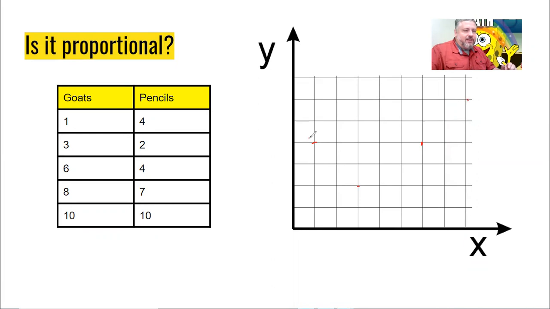Well, you can see that if I graph these, it doesn't make a straight line, right? And so goats to pencils is not a proportional relationship. So that's all you really have to know about this.